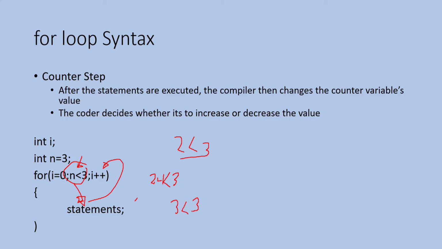Now at this point, this is false. So it's going to come over here again and figure out, this should be I. It's going to figure out 3 is less than 3. It's going to be false. So it's just going to completely skip out of the statement.